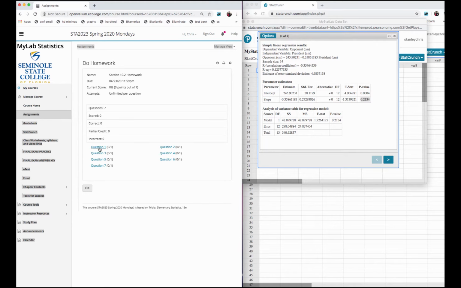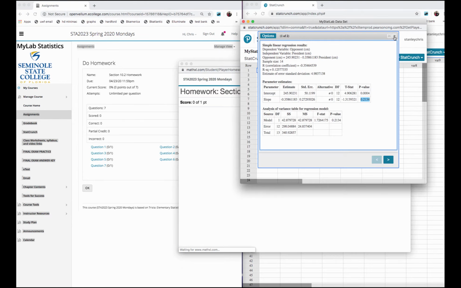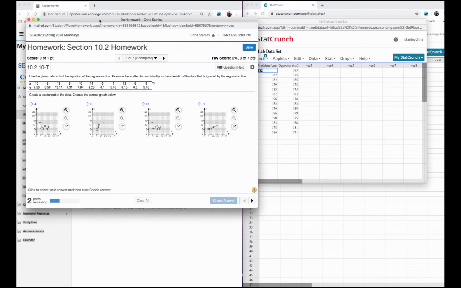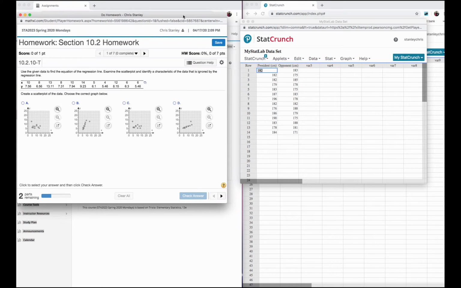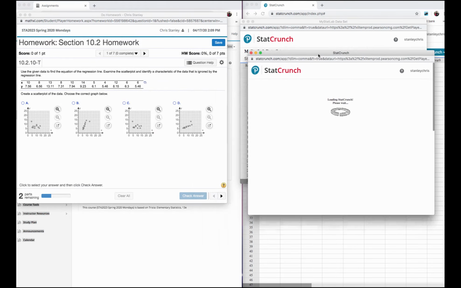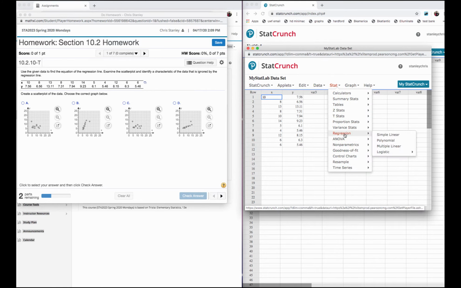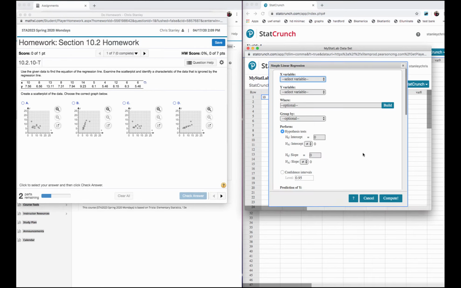Now this stuff's going to be a lot of using the equation to predict. Okay, let's open this in StatCrunch. Okay, so they just give us some X's and Y's and that's it. So let's go ahead and run the data. Take a look at the picture. So linear.